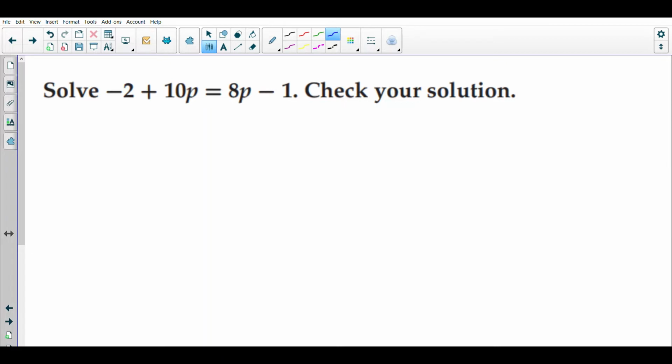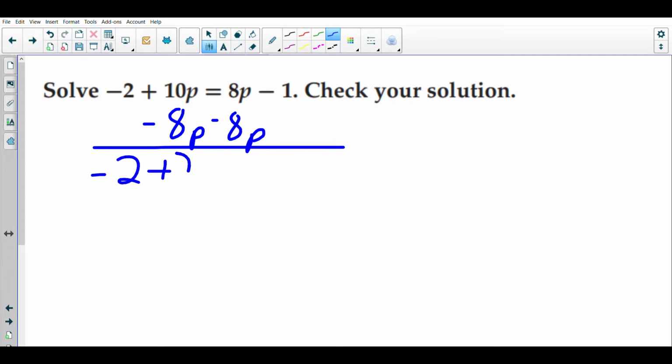Sometimes I just want to move the variable to the left side instead of the right, but it is up to the person doing the problem. So I'm going to go with what is comfortable with me. So I'm going to start with subtracting 8p because we're moving it to one side. So what we do to one side, we do to the other, just like we've done in the past. So now we have -2 plus 2p is equal to -1.